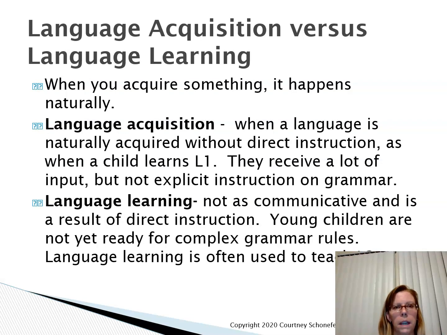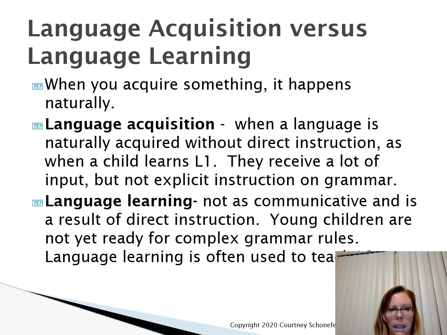All right, so now we have language acquisition versus language learning. When you acquire something, it happens naturally. So that's how babies learn L1, right? They get lots of input. The parents or caretakers talk to them a lot. They're getting a lot of input, not really explicit instruction on grammar. They learn it indirectly from all of the input, from the reading and the talking and the playing.